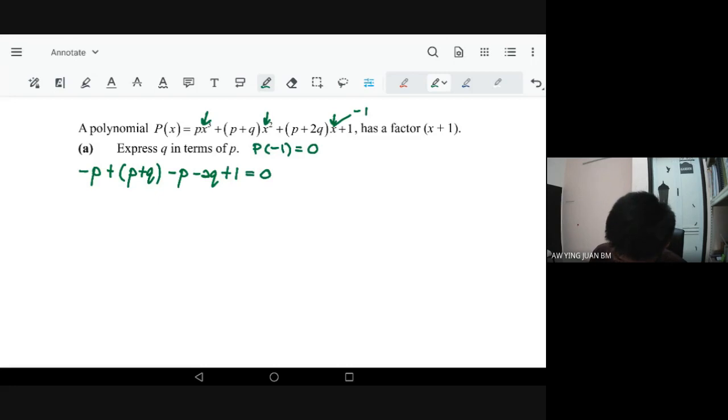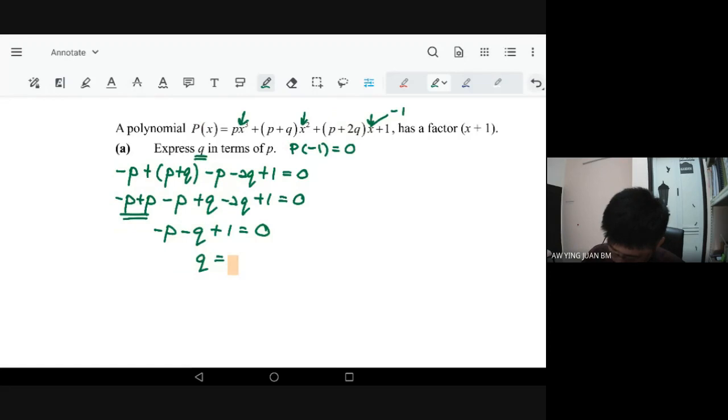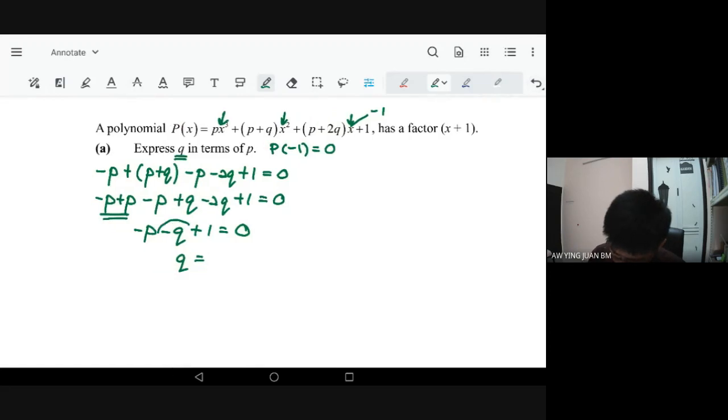Simplify the situation. Negative p plus p plus q minus p minus 2q plus 1 equals to 0. If I simplify, this becomes 0. So negative p, negative q, plus 1 equals to 0. Express q in terms of p. So q is equal to 1 minus p. So that is the situation for q equals 1 minus p. This one is the correct answer.